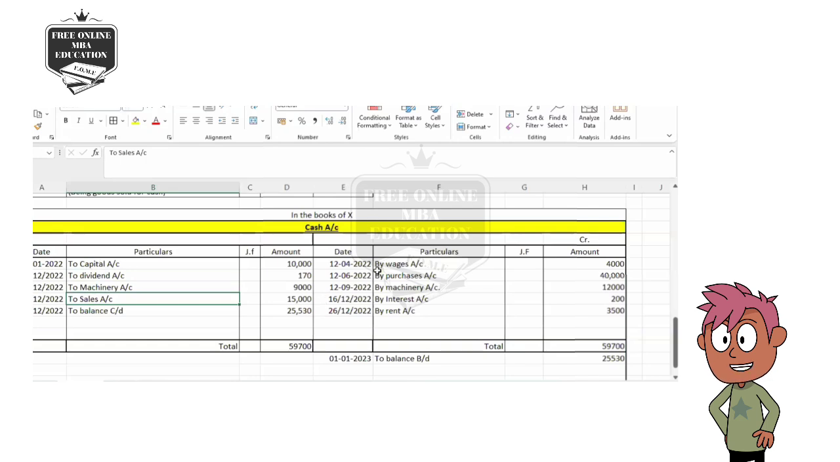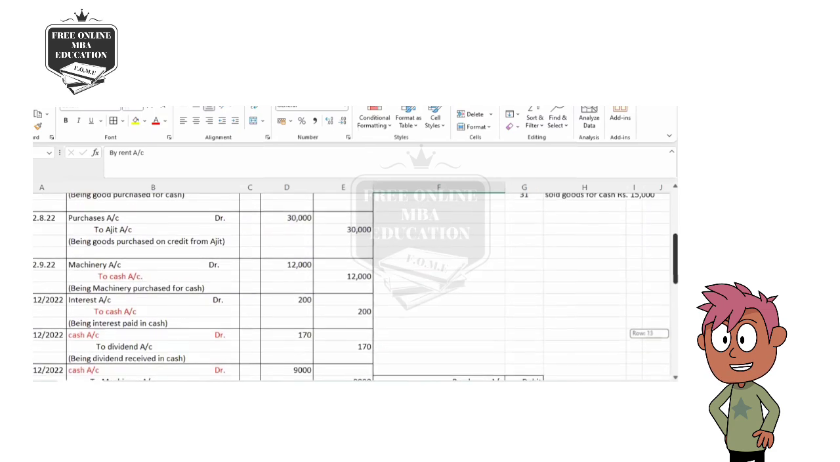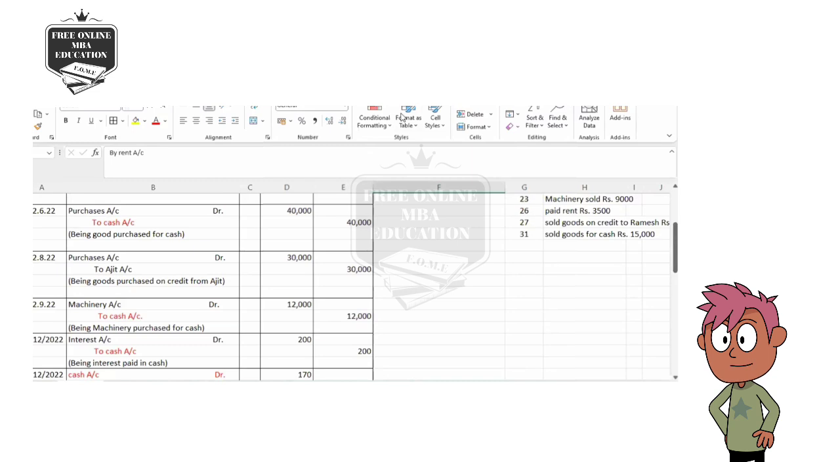Check the credit side now. Cash account, here we paid wages, we made purchases, we purchased machinery, we paid interest, and we paid rent. So wherever we are going to make payment, always all the entries would appear at the credit side. I hope these things are getting clear to you. So wages, purchases, machinery, interest, rent. If you check the above transactions now, let me get this clarification one by one.